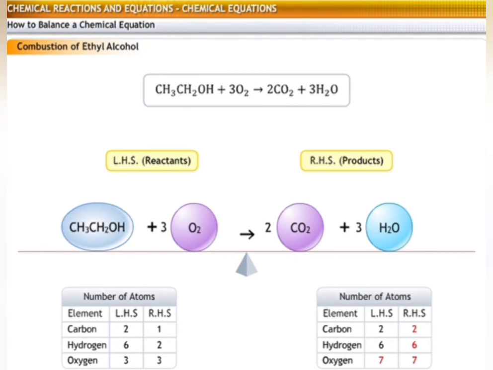In the end, do a final check to confirm that the number of atoms on the reactants and the product side is properly balanced. Here is what you get as the final equation. Ethyl alcohol reacts with 3 molecules of oxygen to give 2 molecules of carbon dioxide and 3 molecules of water.